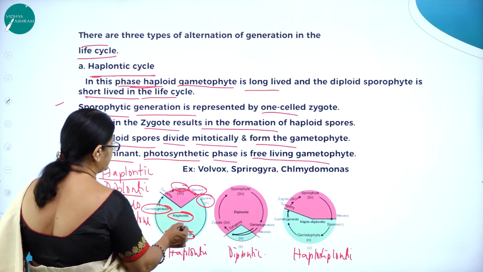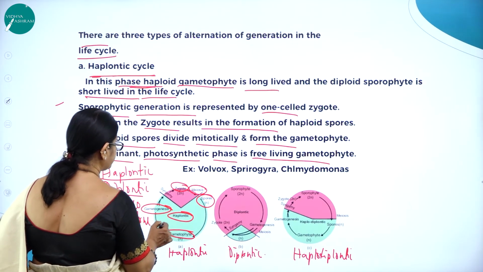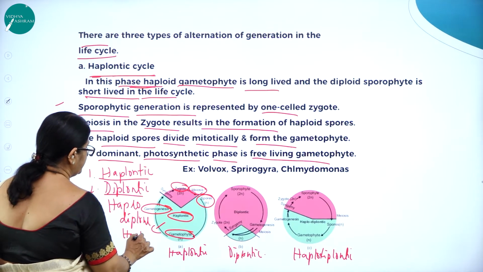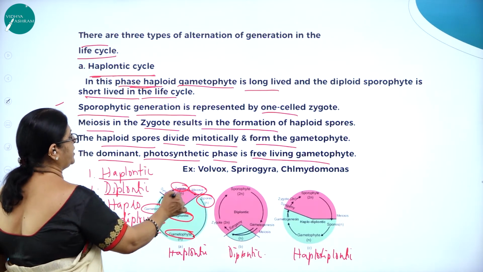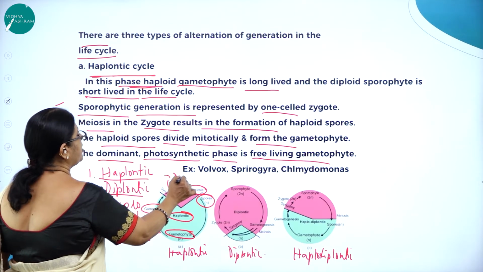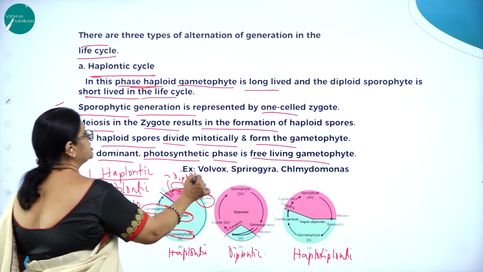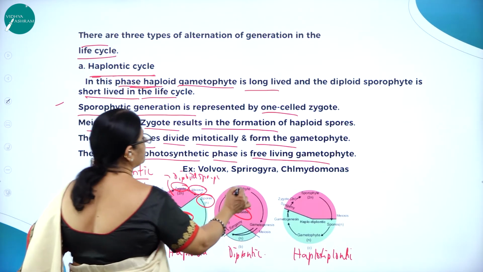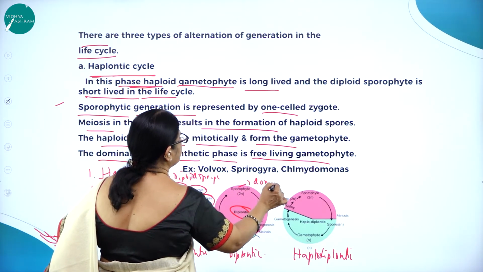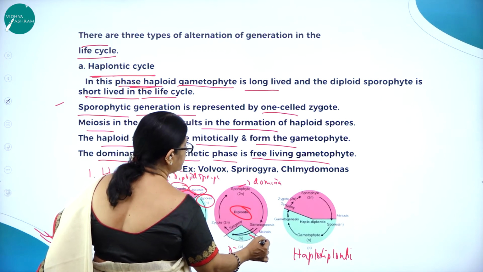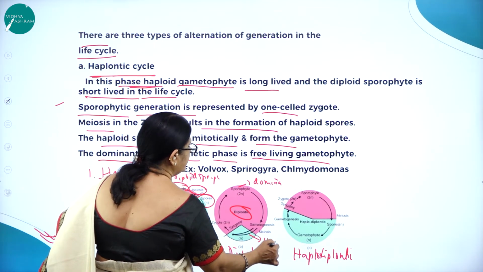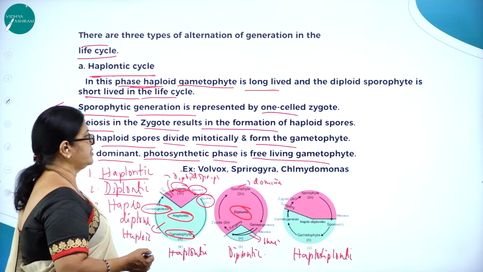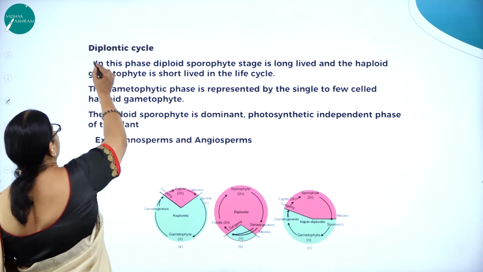So this phase is, this is what? Haploid gametophyte stage. Haploid. So this is more dominant and this is the diploid sporophyte stage. Here you can see in diplontic the sporophyte stage is dominant and here you can see it is short-lived. Here it is equal, both are equal, haplontic as well as diplontic, right? Moving on to the next, diplontic life cycle.